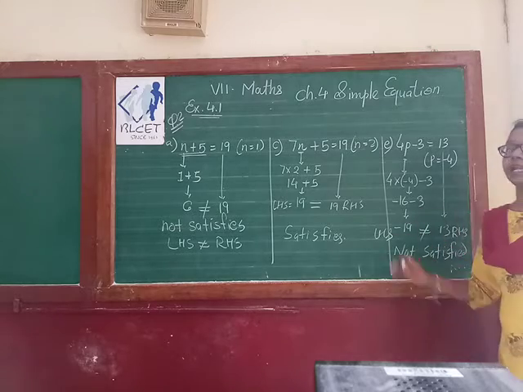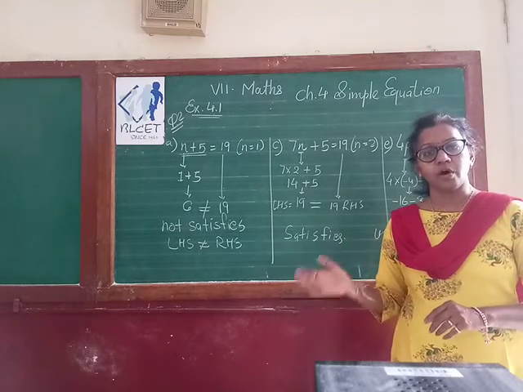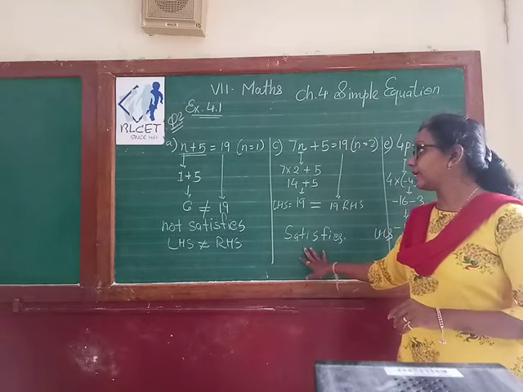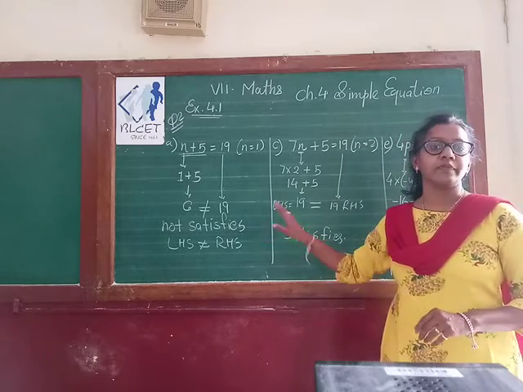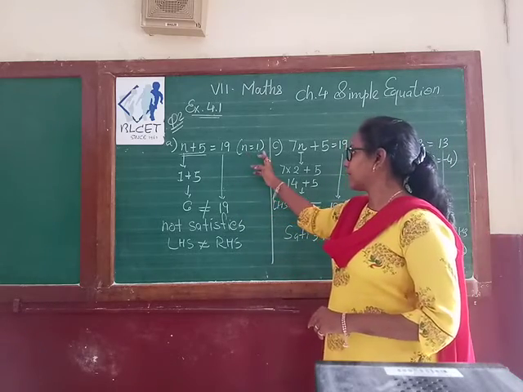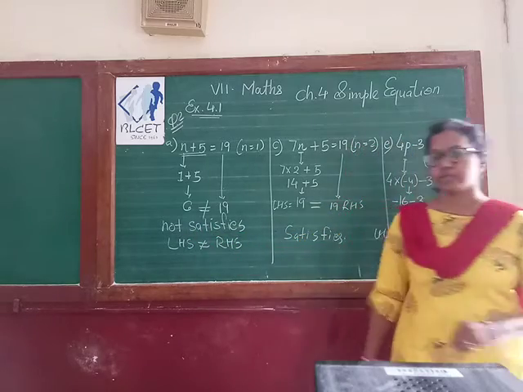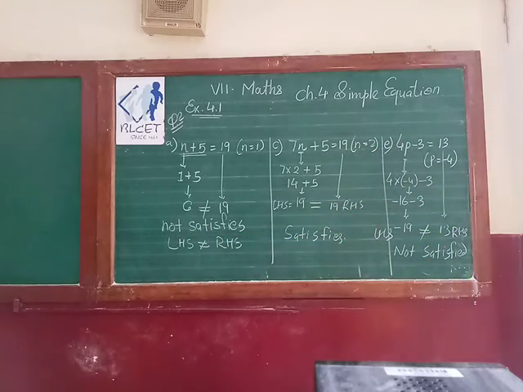So this way we can check whether the given equation is true or false, or whether it can satisfy the condition for the given value of the variable. Nothing else you have to do. Whatever value is given, you have to substitute in place of that variable and solve the equation. So this is all about your question number 2.